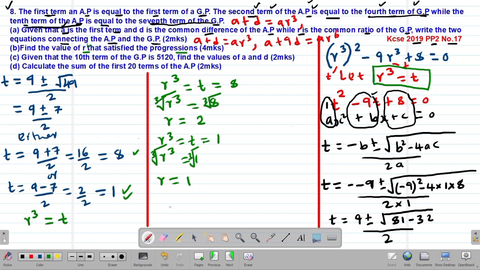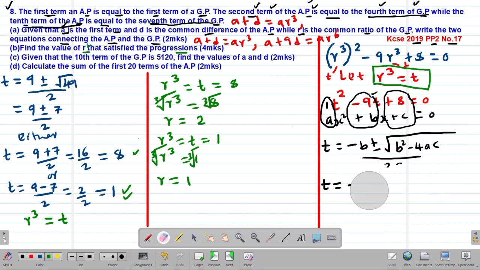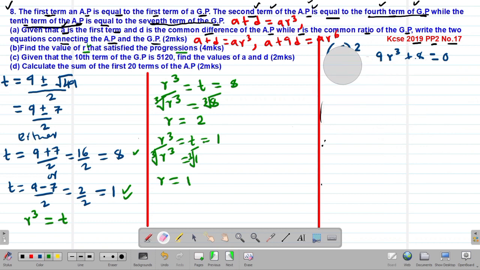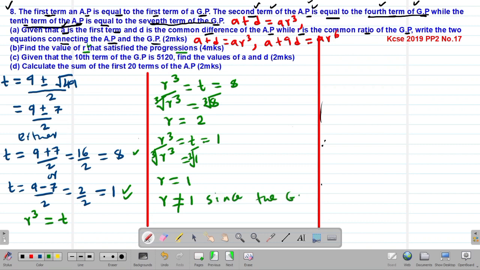But remember, when r is equals to positive 1, this one simply means that your progression, that is your GP, the second term will be equal to the first term. Similarly, the third term will be equal to the second term. Therefore, such a geometric progression is not realistic. Remember, we are going to say that r cannot be equal to 1 since the GP, the geometric progression, will not be realistic.